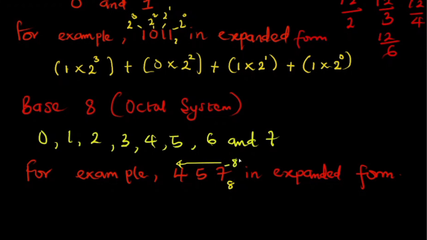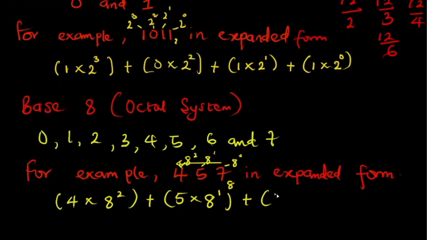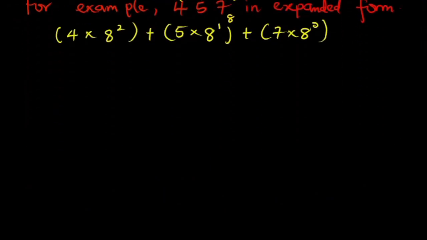8 raised to the power of 0. This one will be 8 raised to the power of 1, and this one will be 8 raised to the power of 2. So in expanded form, this will be 4 times 8 raised to the power of 2 plus 5 times 8 raised to the power of 1 plus 7 times 8 raised to the power of 0. Very good. So this is how it's going to be.